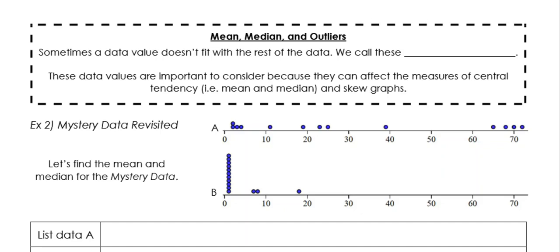All right, median, mean, I guess I read that in the wrong order, mean, median, and outliers. Sometimes a data value doesn't actually fit in with the rest of the data. These are called outliers. It stands out. It does not fit in with the rest of the data. These data values are important to consider because they can affect the measures of central tendency, the mean and the median, and they can skew what the graph looks like. If they change these in a way that makes it misleading, we don't want to include the outliers.